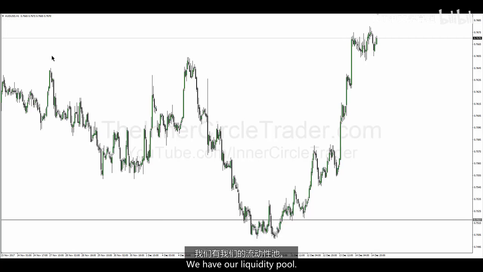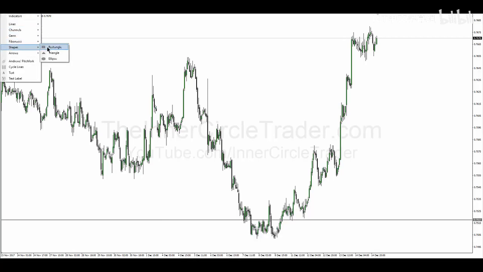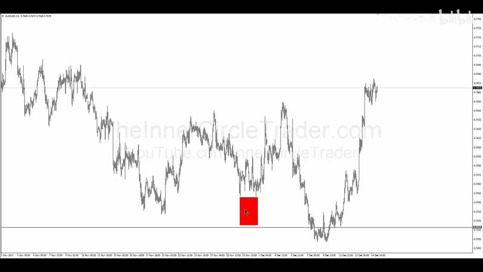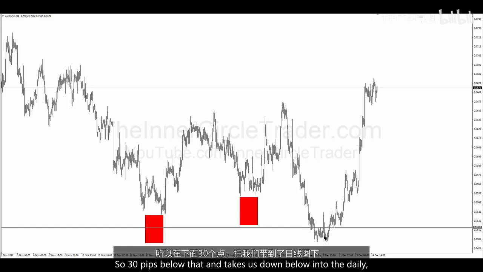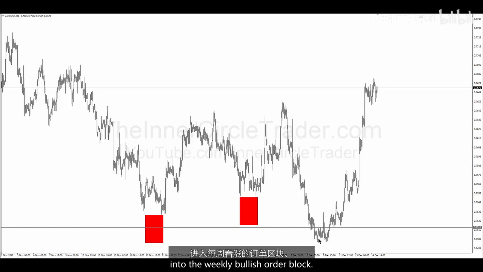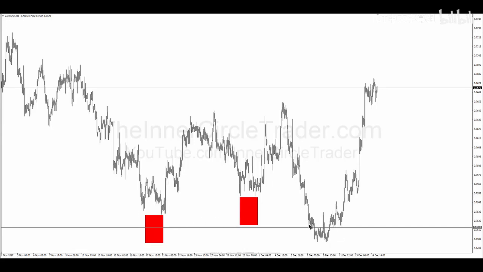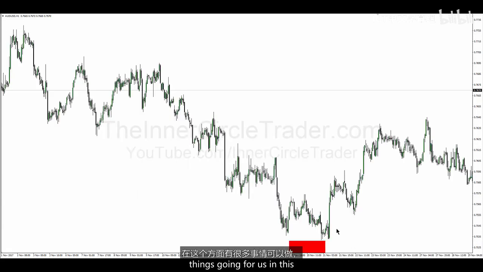Over here, we have our liquidity pool. Okay, so we have this area here. Okay, there's 30 pips below that. And then we have another area over here. Okay, so we have 30 pips below that, and takes us down below into the daily, into the weekly bullish order block. So we have two liquidity pools that price had reached for, and then we went inside of a weekly bullish order block.